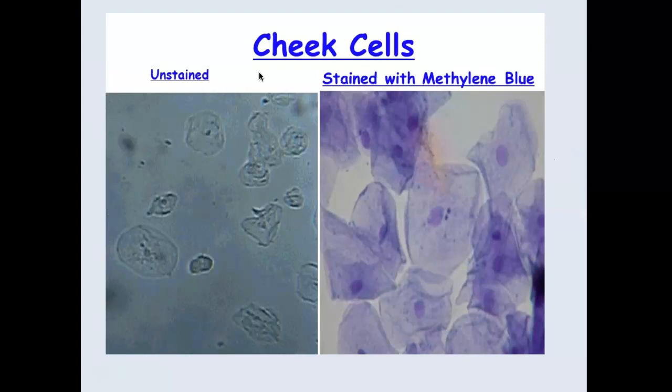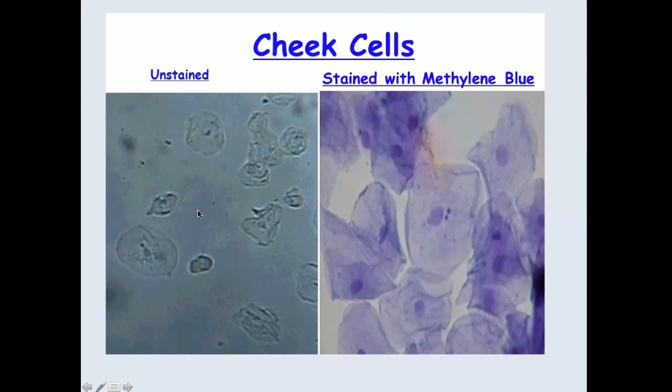So let's take a look at the picture here of your cheek cells. If you scraped the inside of your cheeks with a toothpick and put it on a glass slide, looked at it under a microscope, it would look like this. Your cheek cells are kind of round, or they look like a fried egg. There's a dark dot in the middle, that's the nucleus. But you can only see one cell, and you can only see a cross section of that cell.